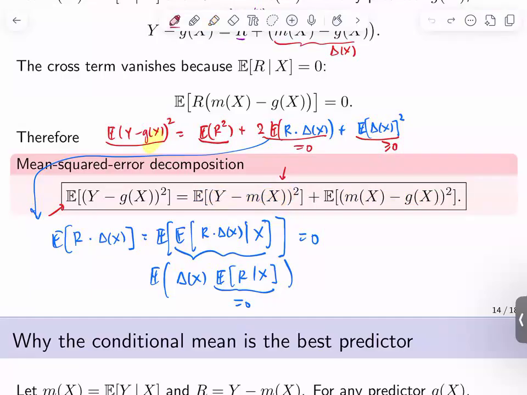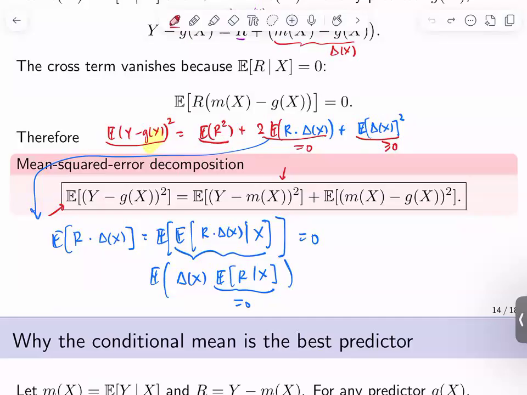So any choice of g is going to do at least as badly as the conditional mean. And so the conditional mean is the best predictor. It's the one that minimizes this, so it makes this term zero. Okay, is this kind of clear? This is a very important concept.